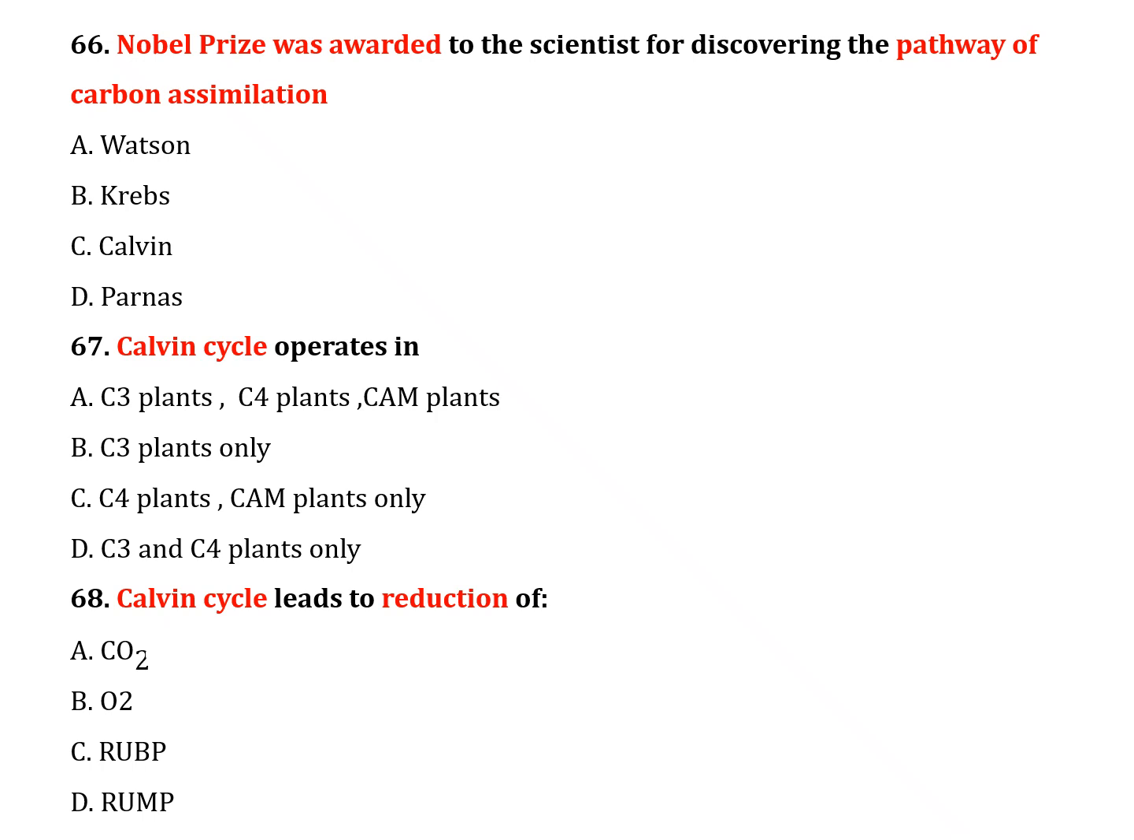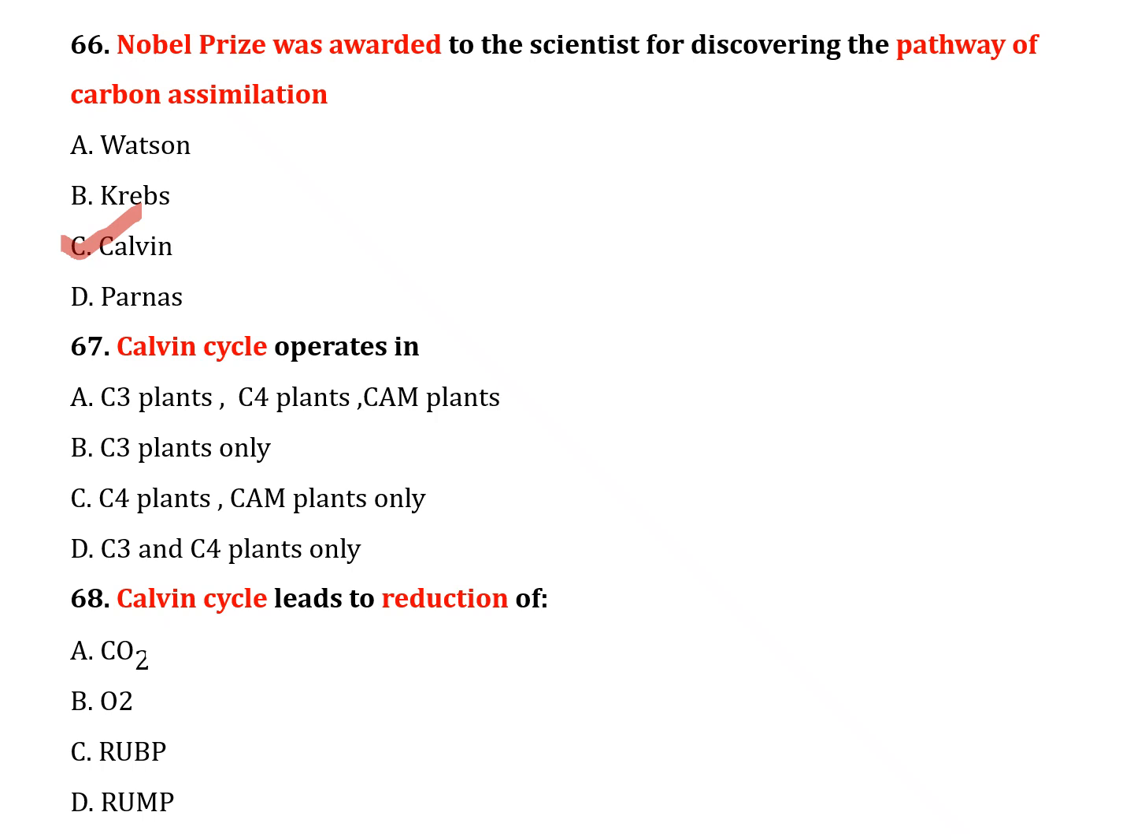Nobel Prize was awarded to the scientist for discovering the pathway of carbon assimilation. Option A Watson, option B Krebs, option C Calvin, option D Parnas. The correct answer is option C Calvin, Melvin Calvin. The next question number 67.